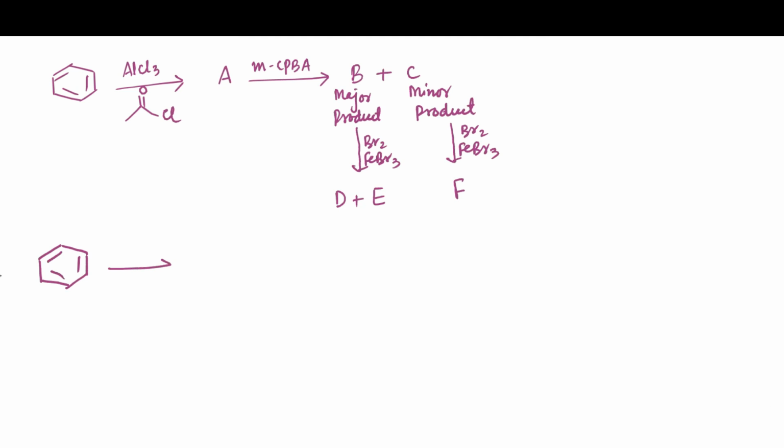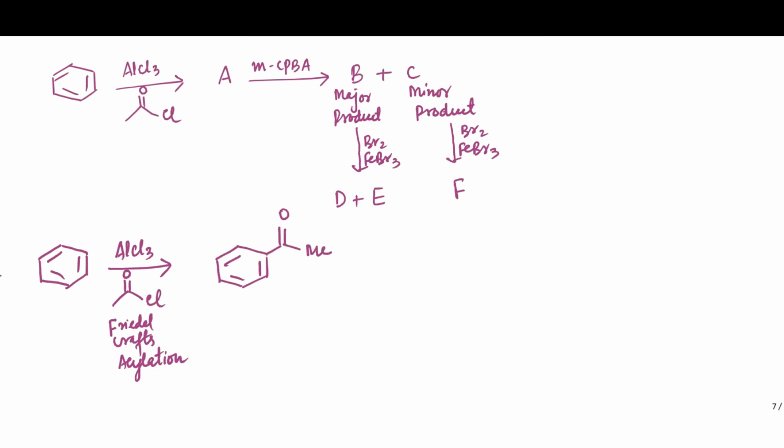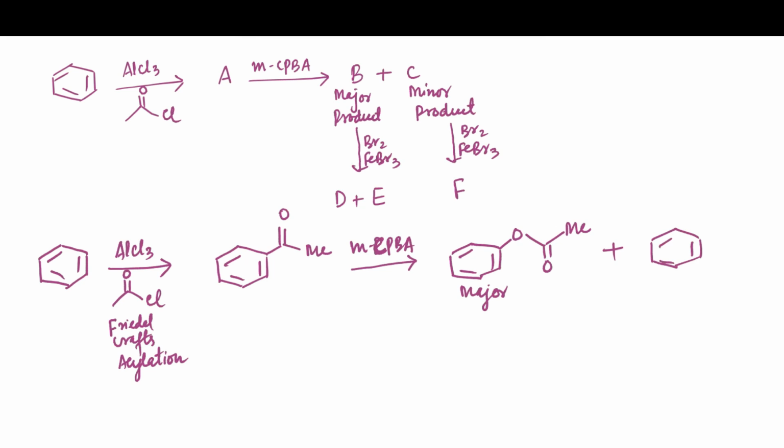Benzene on treatment with acetyl chloride in the presence of AlCl3 undergoes Friedel-Crafts acylation to form acetophenone as product. The acetophenone on treatment with MCPBA undergoes Baeyer Villiger rearrangement. The phenyl migration forms the major product, whereas methyl migration forms the minor product.